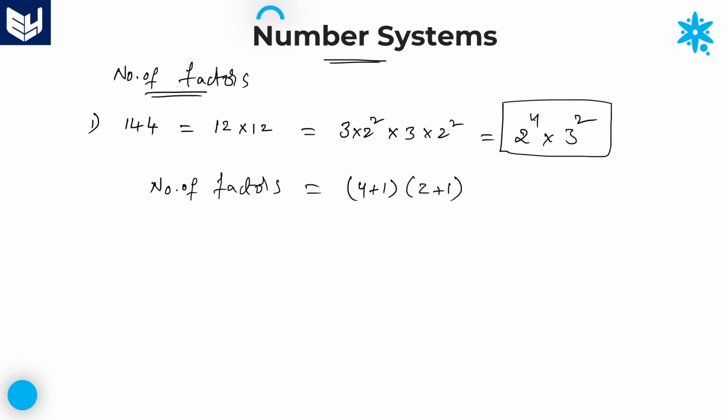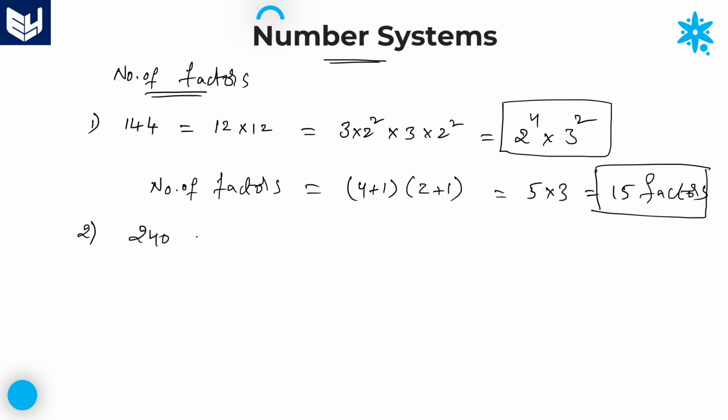Here the power value is 4, 4 plus 1, and here the power value is 2, 2 plus 1. 4 plus 1 is equal to 5. 2 plus 1 is equal to 3. 5 into 3 is equal to 15. Therefore, the number of factors for the number 144: how many factors? 15 factors. That is the required answer for this question. Let us take one more example.